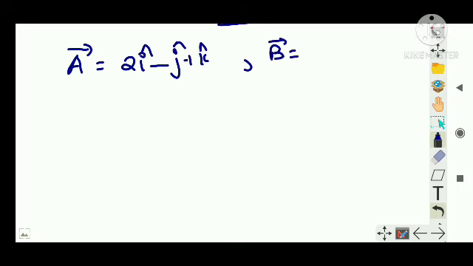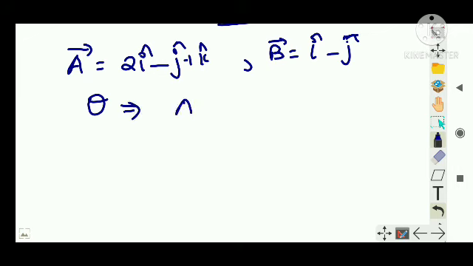Now, similarly you can find the angle also. Suppose you are given A vector as 2i minus j plus k, and you are given B vector as i minus j cap. Clear? And you are asked what is the angle between these two vectors. How would you find it?